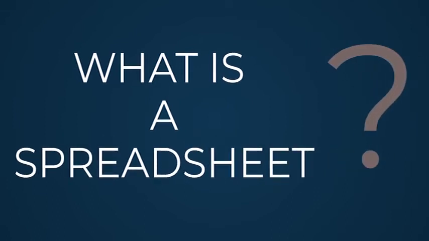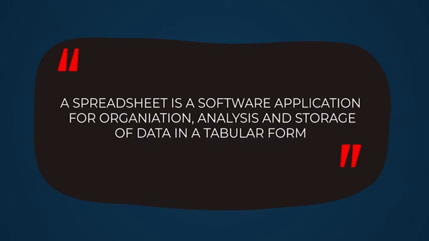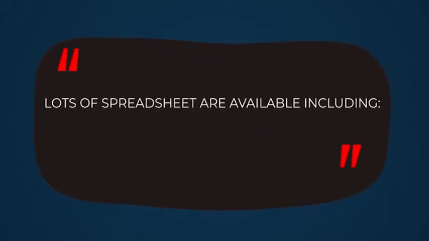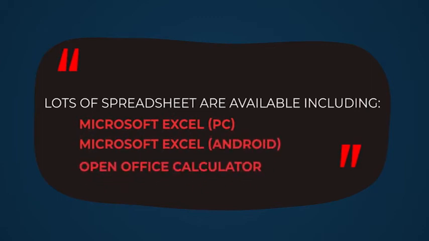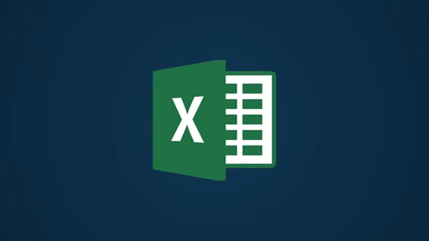The next thing here will be what is a spreadsheet. That means at least we should understand what a spreadsheet is all about. A spreadsheet is a software application for organization, analysis, and storage of data in a tabular form. That means you can organize, analyze, and store your data in a tabular form using a spreadsheet. Many spreadsheets are available, including Microsoft Excel, which is inside Microsoft Office, and Google Sheets, which runs online. There is also OpenOffice Calc, and many other spreadsheet applications. But our focus will be Microsoft Excel, which is the most widely used spreadsheet program.